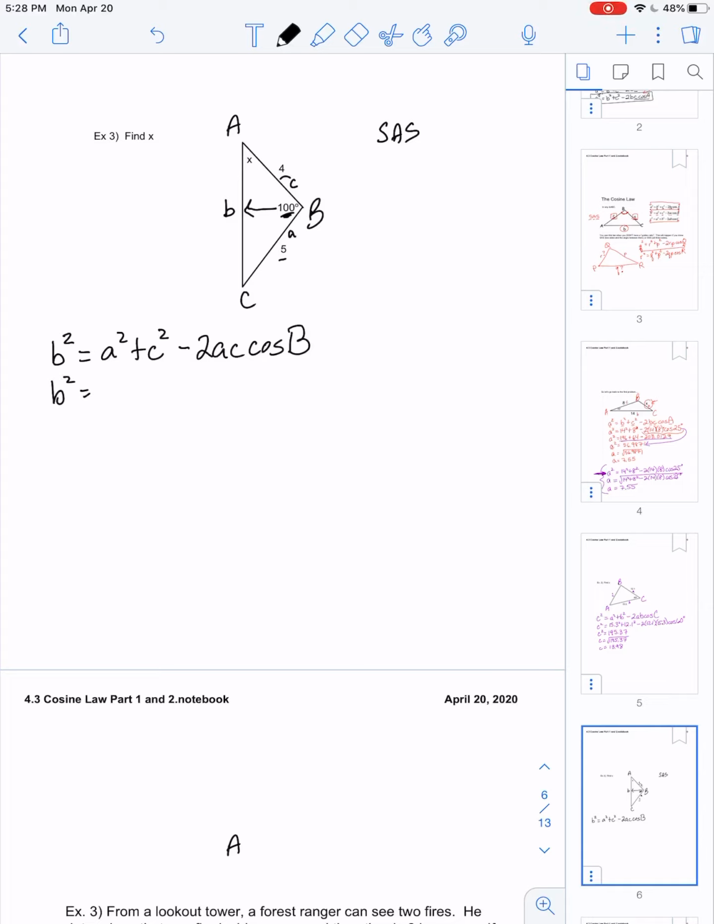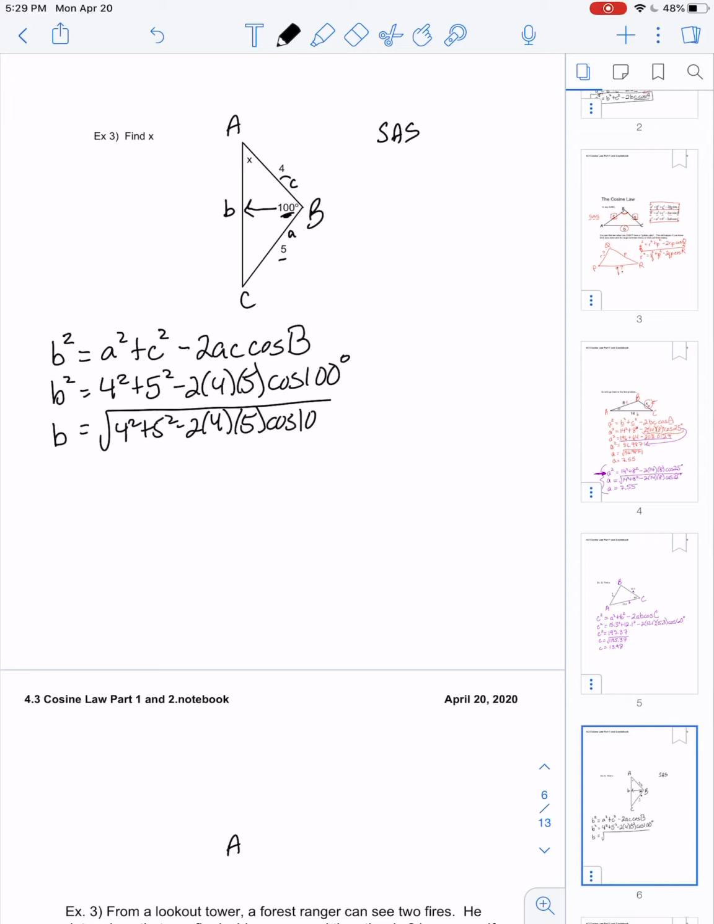So B squared equals 4 squared plus 5 squared minus 2 times 4 times 5 times the cosine of 100 degrees. So B is going to equal the square root of all that: 4 squared plus 5 squared minus 2 times 4 times 5 times the cosine of 100.